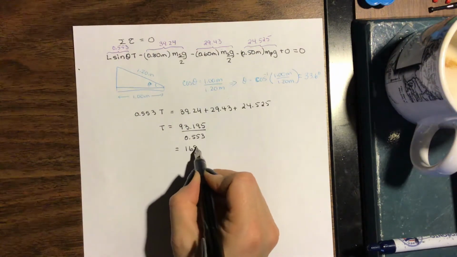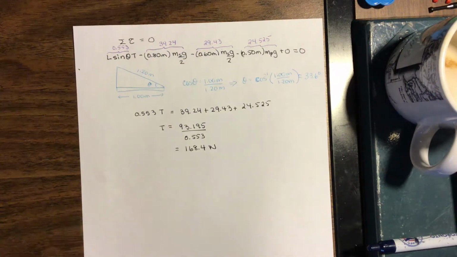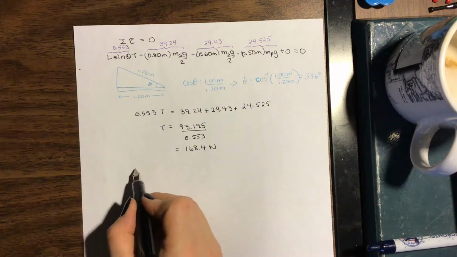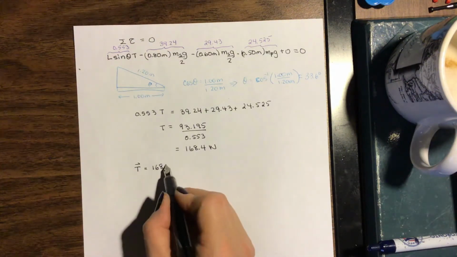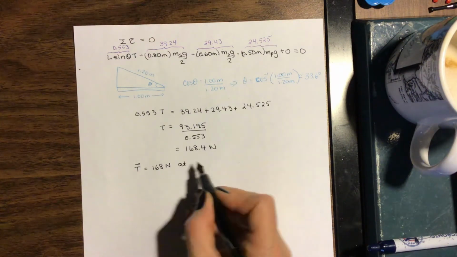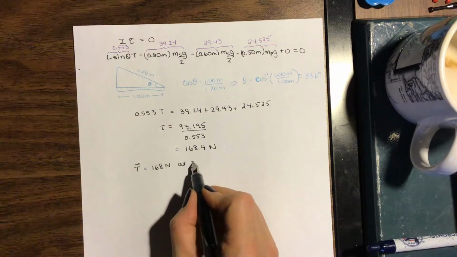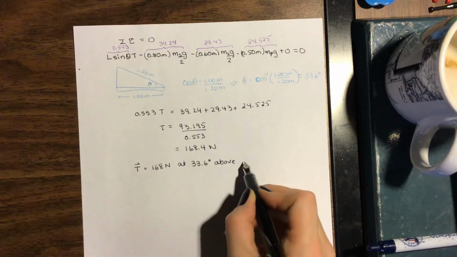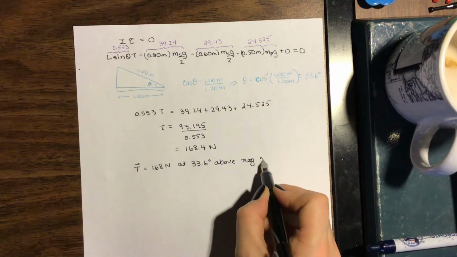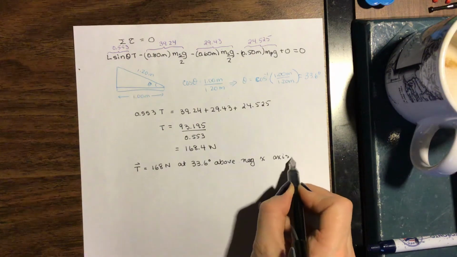168.4 newtons. To write our tension as a vector, we have to write it with an angle. So T equals 168, we'll round it to 3 sig figs, newtons, at an angle theta, which is 33.6 degrees above the negative x-axis. Okay, in the next part, we'll find the force due to the bolt.